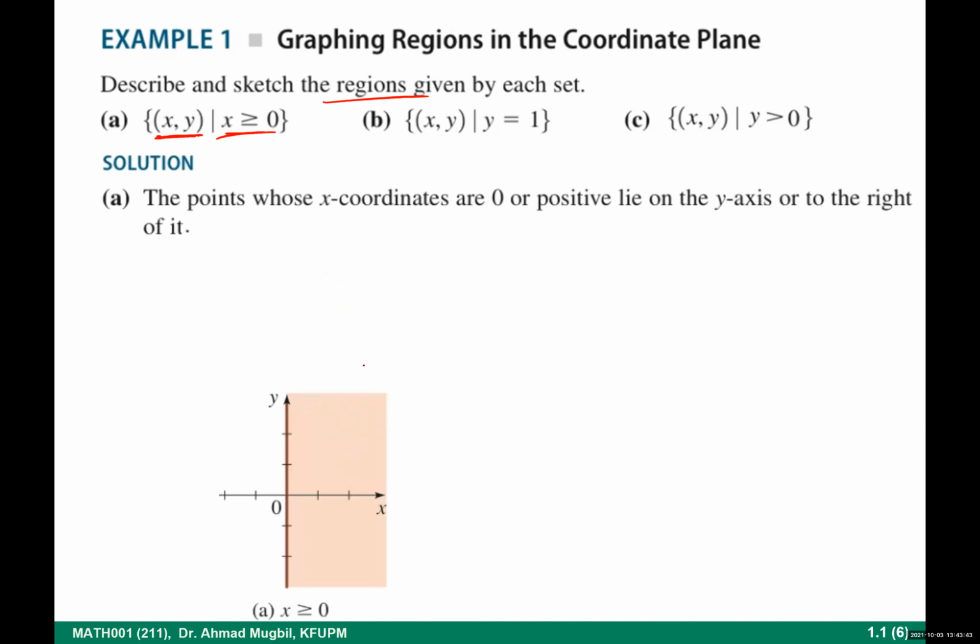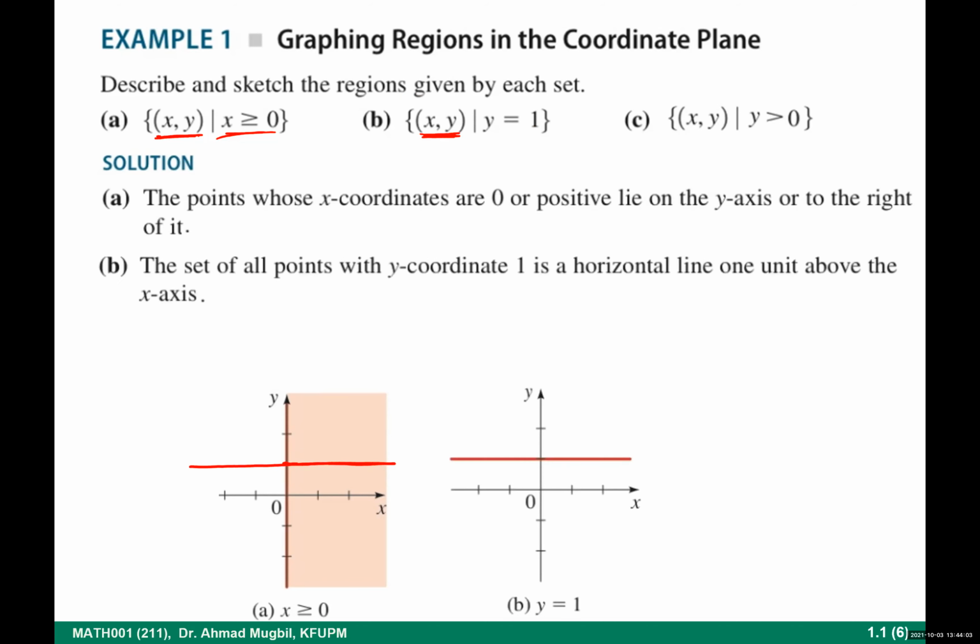The region that is shaded here, it is clear for you? Yes. Can you see the shaded region? Here it is. Now, what about the second one? All the points in the plane x and y, such that y is 1. So this is 1. This is y is 1 here. Every point here, y is 1. Okay, so it is a horizontal line.